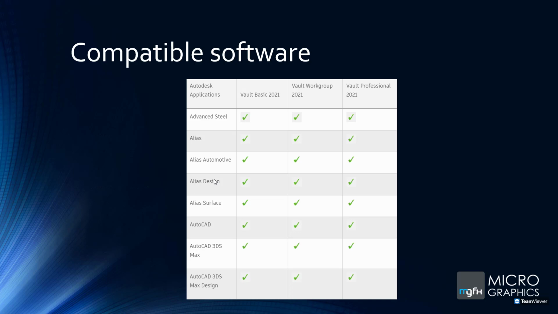Okay, so the compatible software. What I've done over here is just put it into three columns. The first column is Vault Basic, the second column is Vault Workgroup, and the third column is Vault Professional.